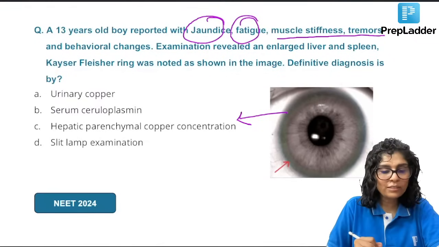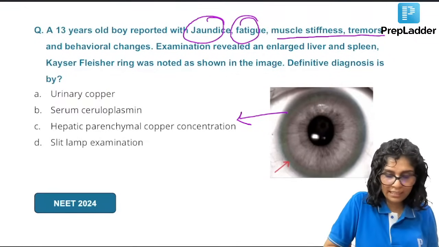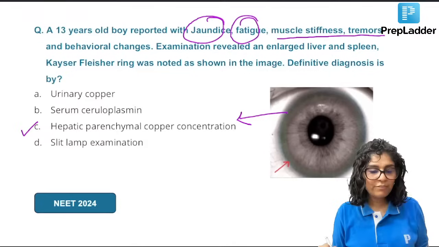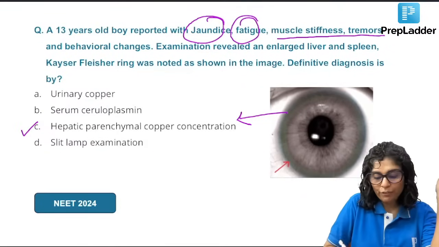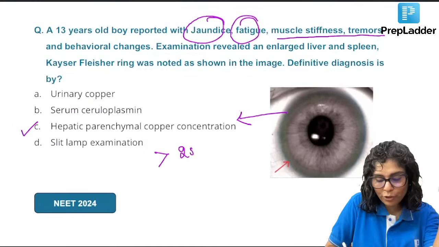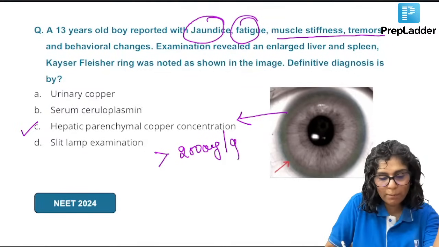They're asking you what is the definitive diagnosis. Yes, excellent everybody. The definitive diagnosis is hepatic parenchymal copper concentration. If it's more than, what is the value I told you? 250 microgram per gram of dry tissue.